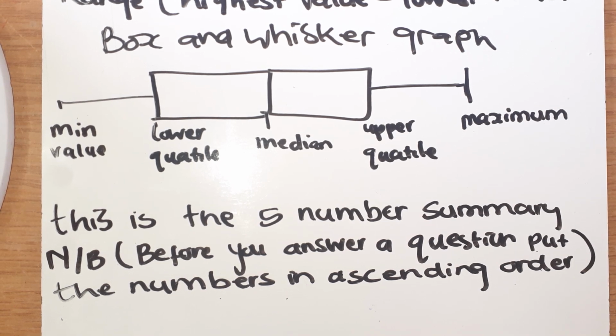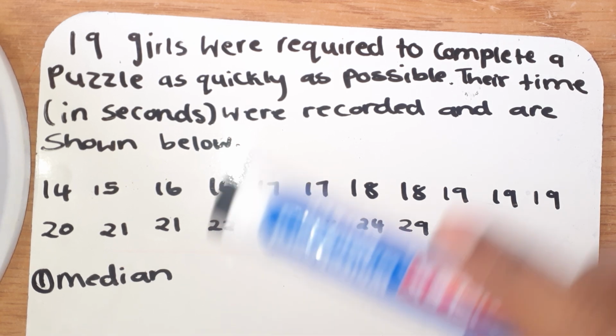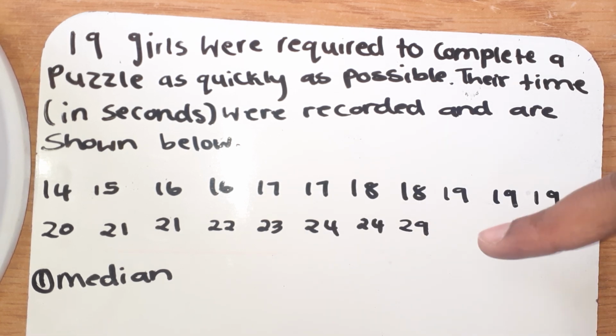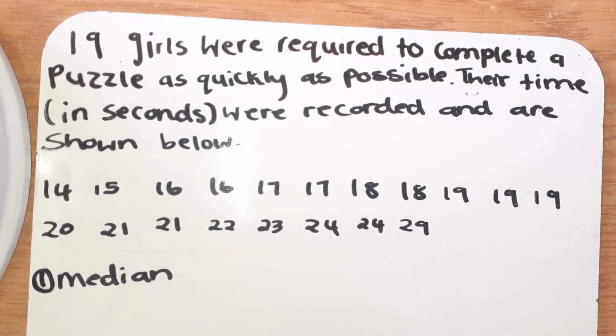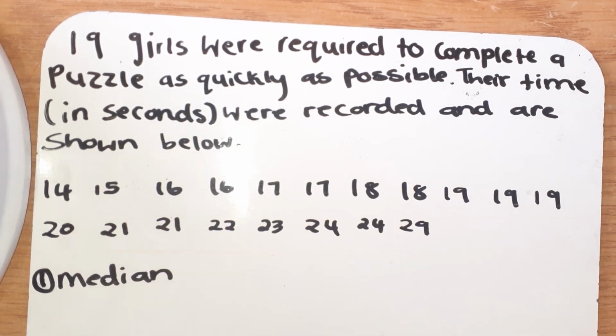Now let's get into the question. All right, 19 girls were required to complete a puzzle as quickly as possible. Their times in seconds were recorded and are shown below. So we have 14, 15, 2 16s, 2 17s, 2 18s, and 3 completed in 19 seconds. And then we have 20, 2 in 21 seconds, 22, 23, 24, 25, and up to 29 seconds. Now this is the set of data. It has already been recorded in ascending order, from the smallest number to the biggest.